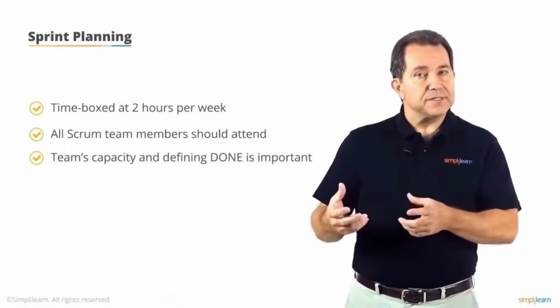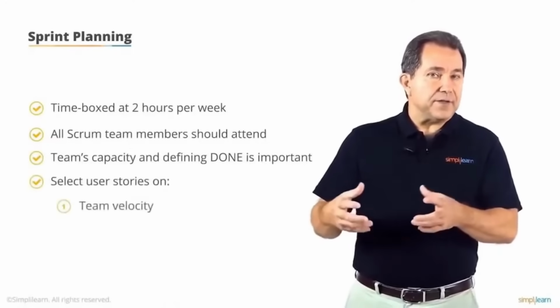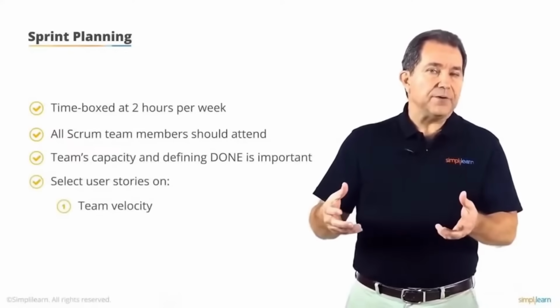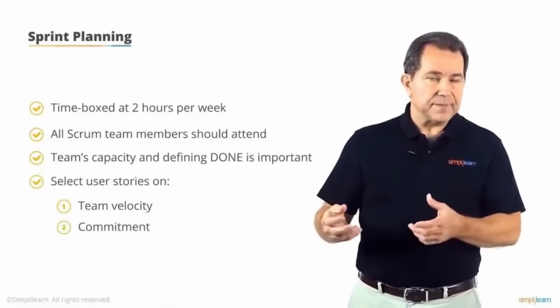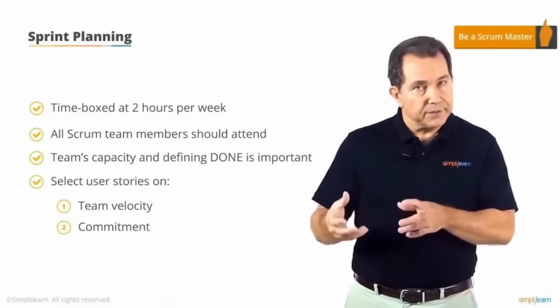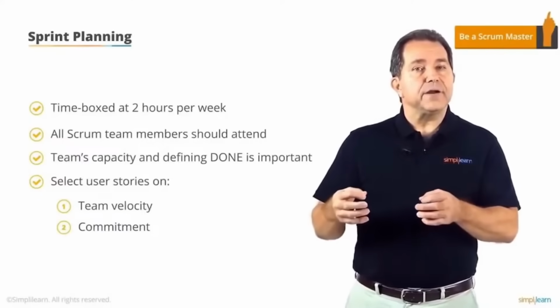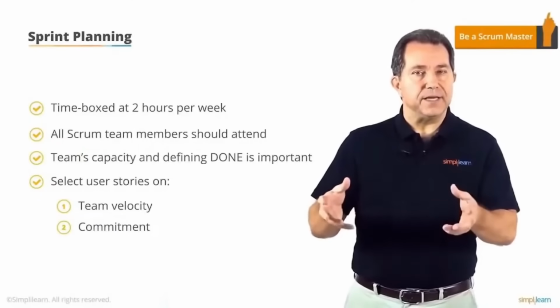There are 2 approaches to selecting user stories for a sprint. One is based on the velocity of the team. The other is commitment-driven. Team buy-in is critical, and the goals of the sprint should be clearly understood, and the desired outcomes should be clearly articulated with the definition of done.